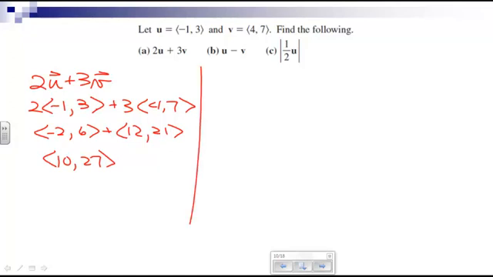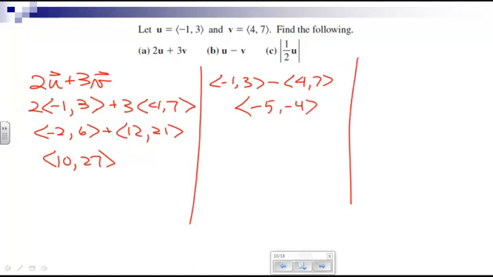What about u minus v? What is negative 1, 3 minus 4, comma 7? Subtract the first x component by the second x component, and I get negative 5. Subtract the first y component by the second y component, I get negative 4. And there's the result of u minus v.